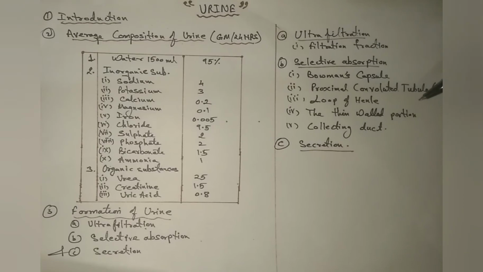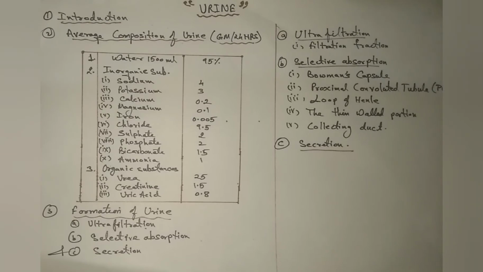The effective filtration pressure that causes ultrafiltration is termed by three pressures. Filtration fraction. First, the fluid that filters out from blood into the Bowman's capsule of nephron is termed glomerular filtrate (GF). The glomerular filtrate formed in 1 minute in all the nephrons of both the kidneys is termed glomerular filtration rate. In a normal adult person, it is 125 ml of plasma fluid per minute.